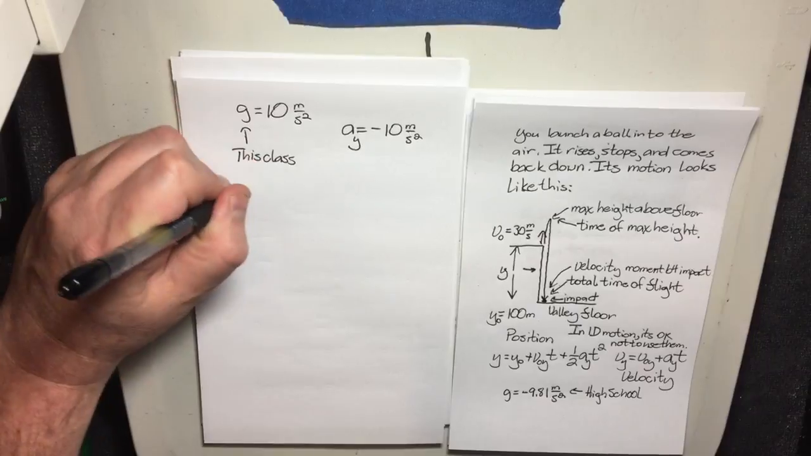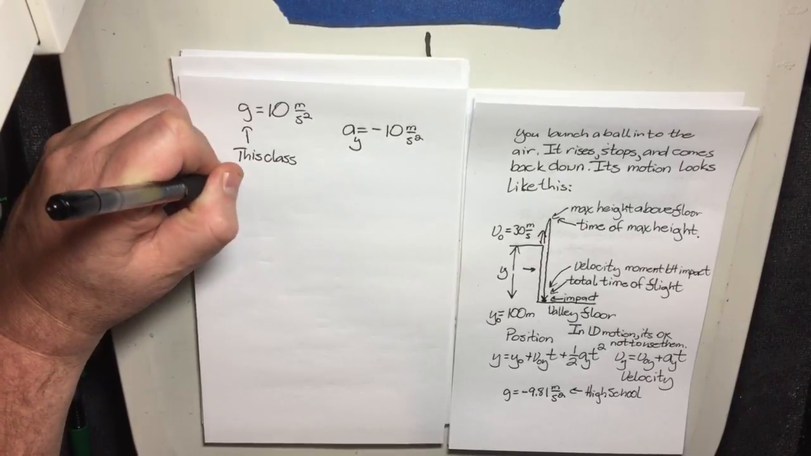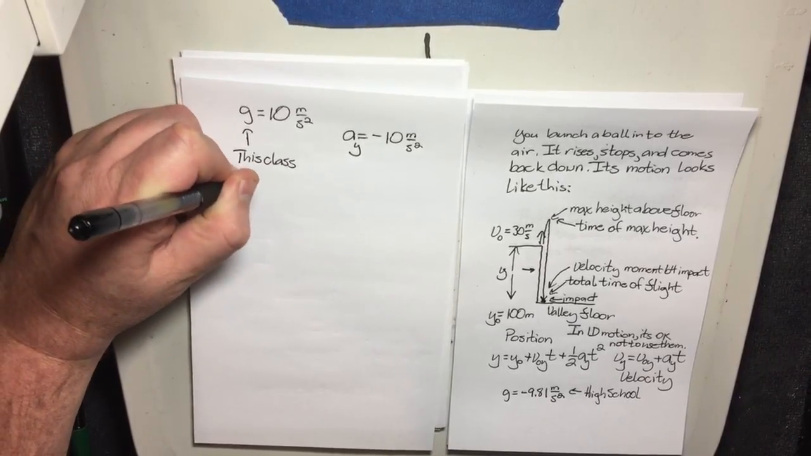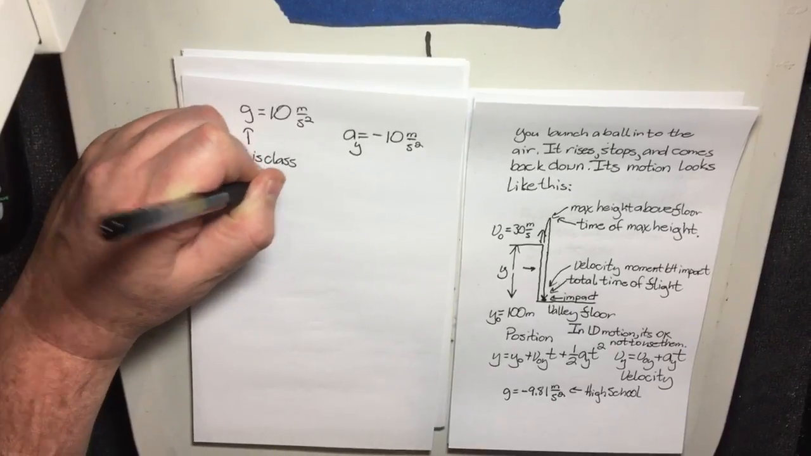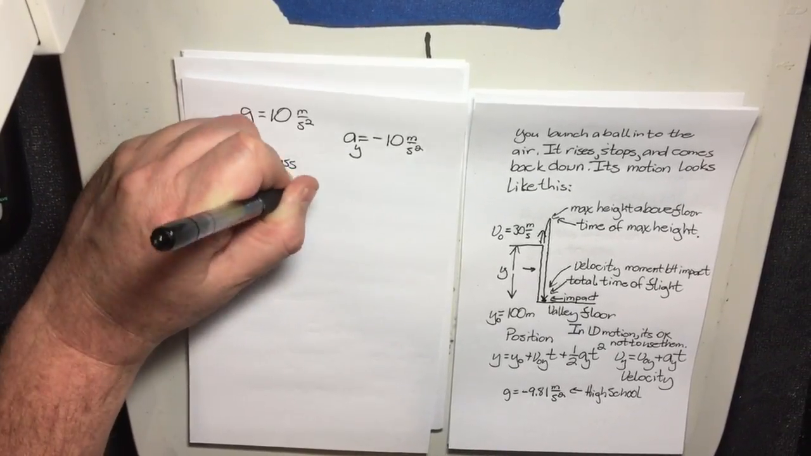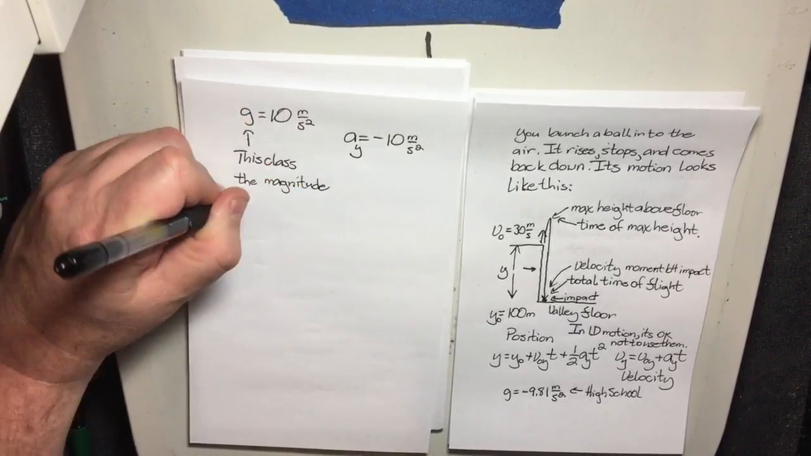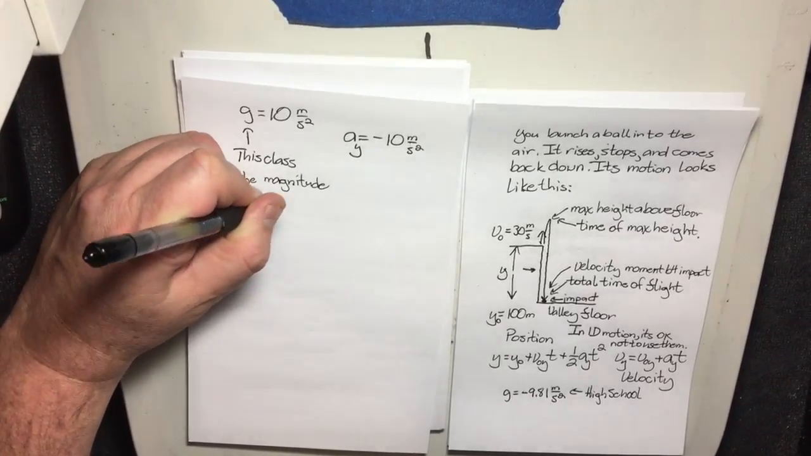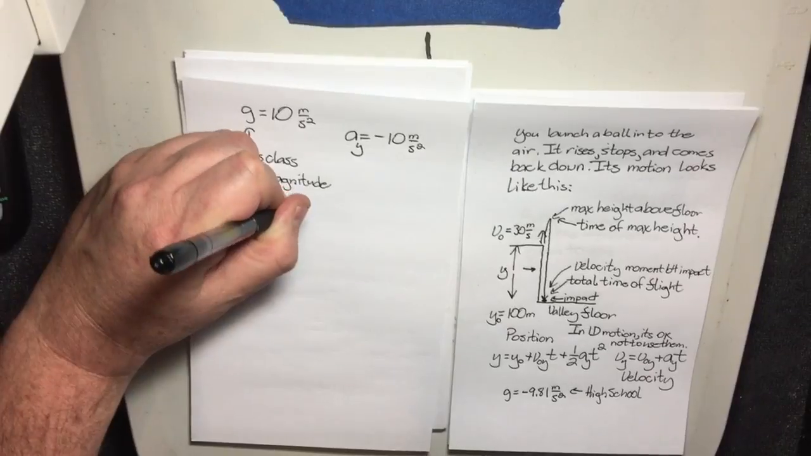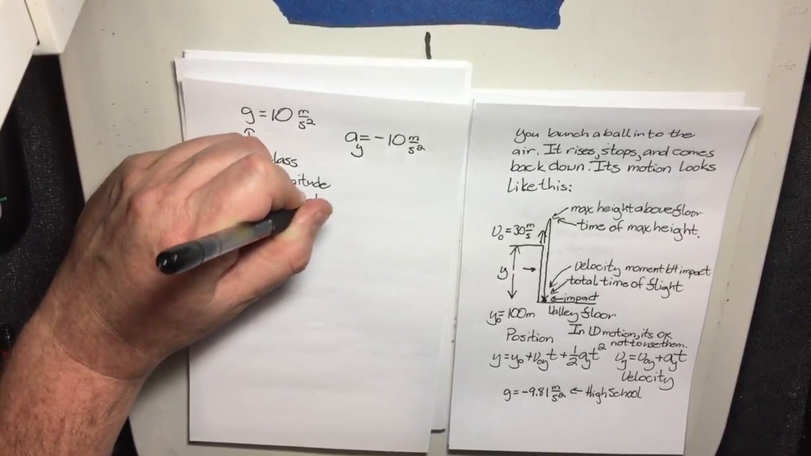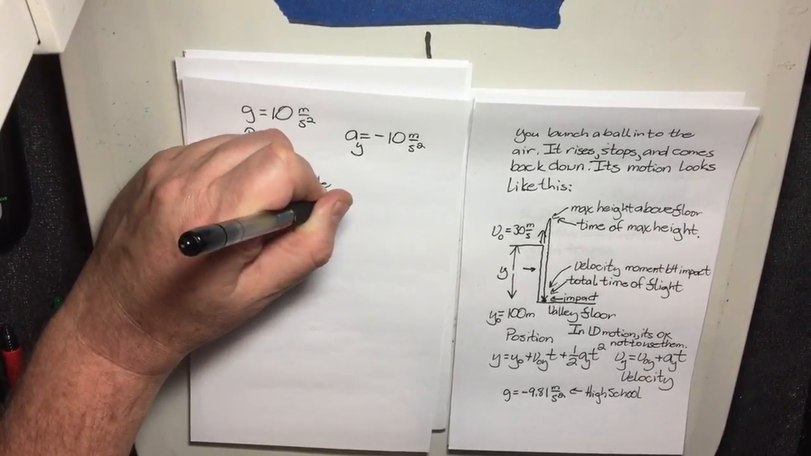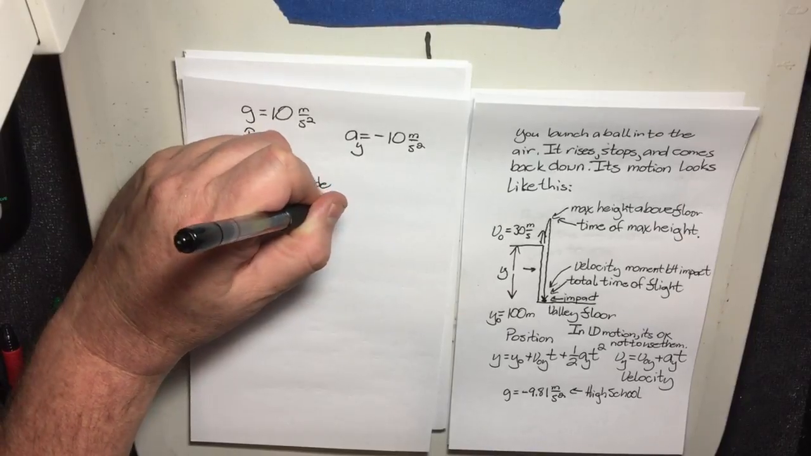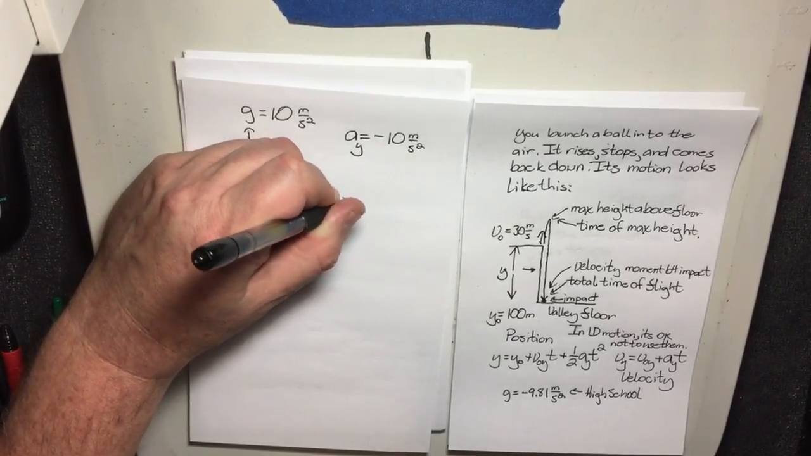Now G, I think of as the magnitude of gravity, or the magnitude of acceleration, if we're going to be really precise, acceleration.